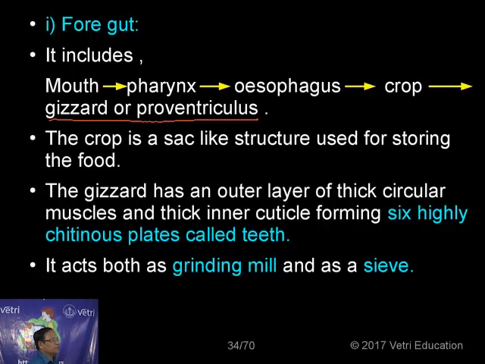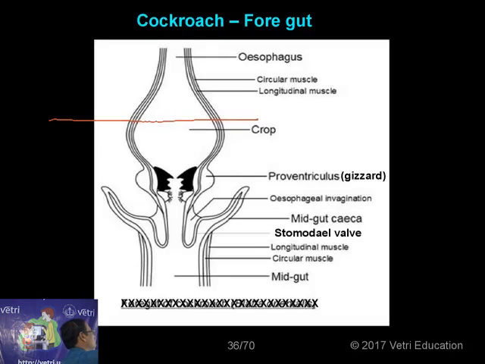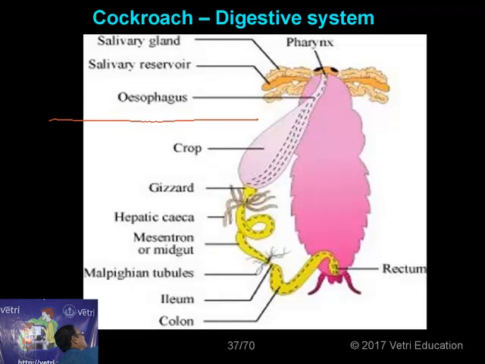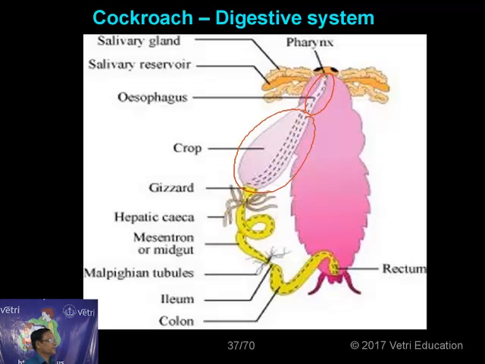Now, what is the role of the crop? For example, this is the digestive system. It starts with the mouth, then the buccal cavity, then a short esophagus. This is the esophagus. It is followed by a dilated sac-like structure called the crop. The crop is followed by a more or less circular structure, otherwise called proventriculus, having an outer thick wall made up of circular muscles.